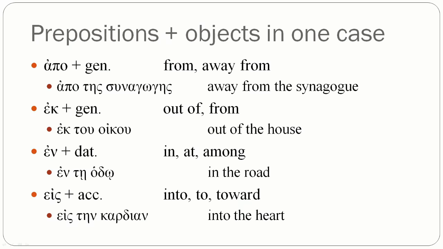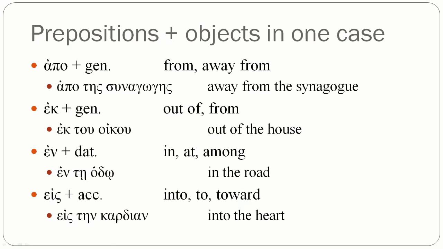The next preposition is ek. Ek always takes the genitive. Sometimes you will see this as x with a xi. That happens when the next word begins with, I think, a vowel. If the object of the preposition begins with a vowel, that kappa will turn into a xi, and it'll turn into x. But the standard form is ek, and this means out of or from.